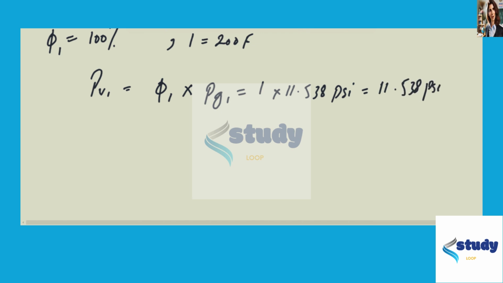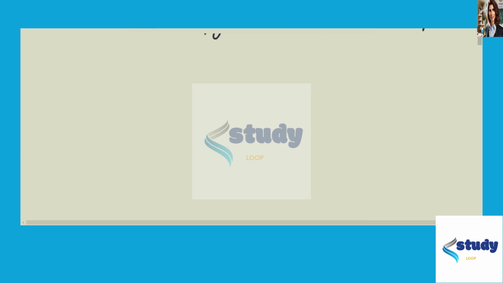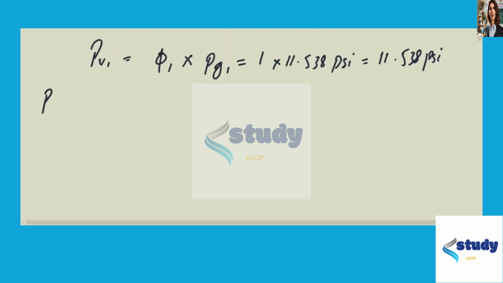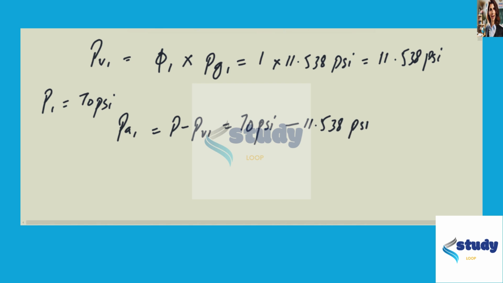That is equal to 11.538 psi. From the given ambient pressure, P1 equal to 70 psi, and the calculated water vapor pressure PV1, we can calculate the air pressure PA1. So PA1 is equal to P minus PV1, which is 70 psi minus 11.538 psi, equal to 58.462 psi.